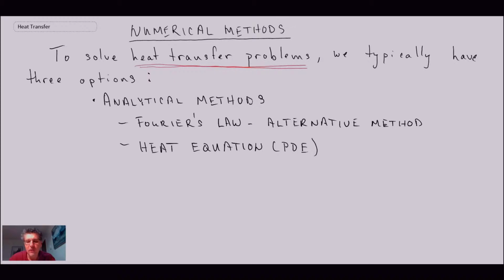If you look back at a couple of the lectures that we've been going through looking at conduction, we looked at Fourier's law, and that led to what we referred to as the alternative method. From that, we came up with expressions for the thermal resistance. So we looked at that method of being able to solve for heat flux as well as temperature at interfaces within certain systems. And we also looked at the heat diffusion equation. That was a complex PDE.